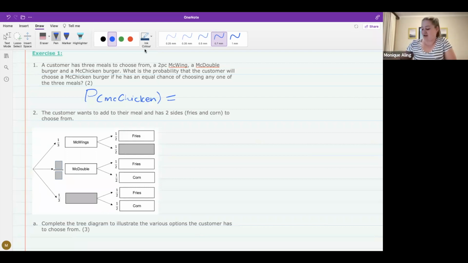Okay, so by choosing McChicken, that is 1 out of the 3 possible options. And we always put a fraction as our answer, unless they ask for a decimal or percentage. It's a fraction, so we check if it's simplified. It is indeed simplified. And I was actually quite nice this time. I gave you the mark allocation. So a question like that would be worth 2 marks. You would get a mark for the correct numerator and correct denominator.